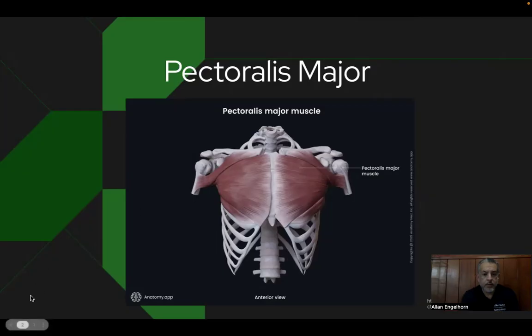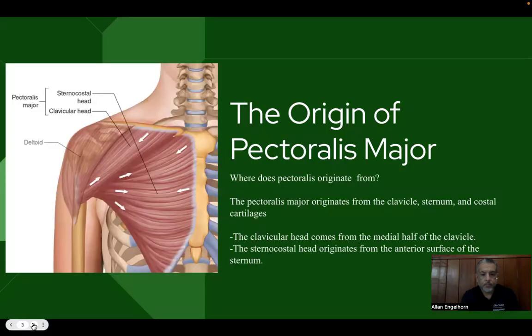All right, let's dive in. The origin of pectoralis major. Where does the pectoralis originate from? The pectoralis major originates from the clavicle, sternum, and costal cartilages. The clavicular head comes from the medial half of the clavicle. The sternocostal head originates from the anterior surface of the sternum.